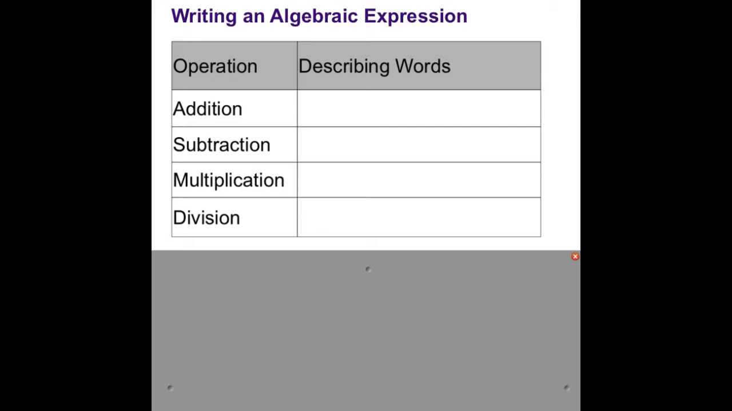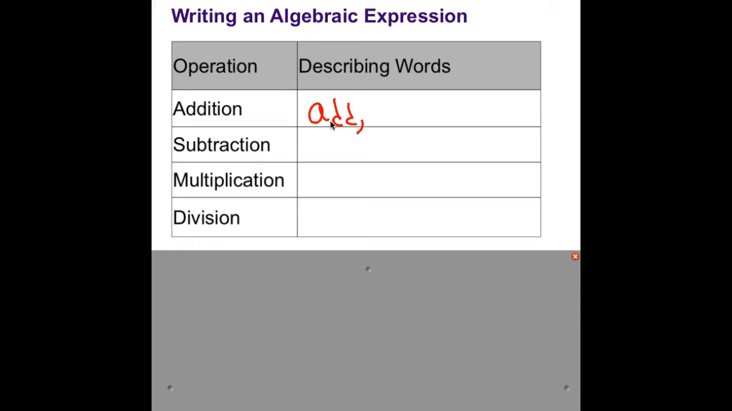It says writing an algebraic expression. You've probably written some word problems over the years, or had to take a word problem and write an equation or a formula from it. And so there's certain vocabulary words we come to associate with different math operations. So addition, some of the words we know that go with addition are add. So we can add to our list.